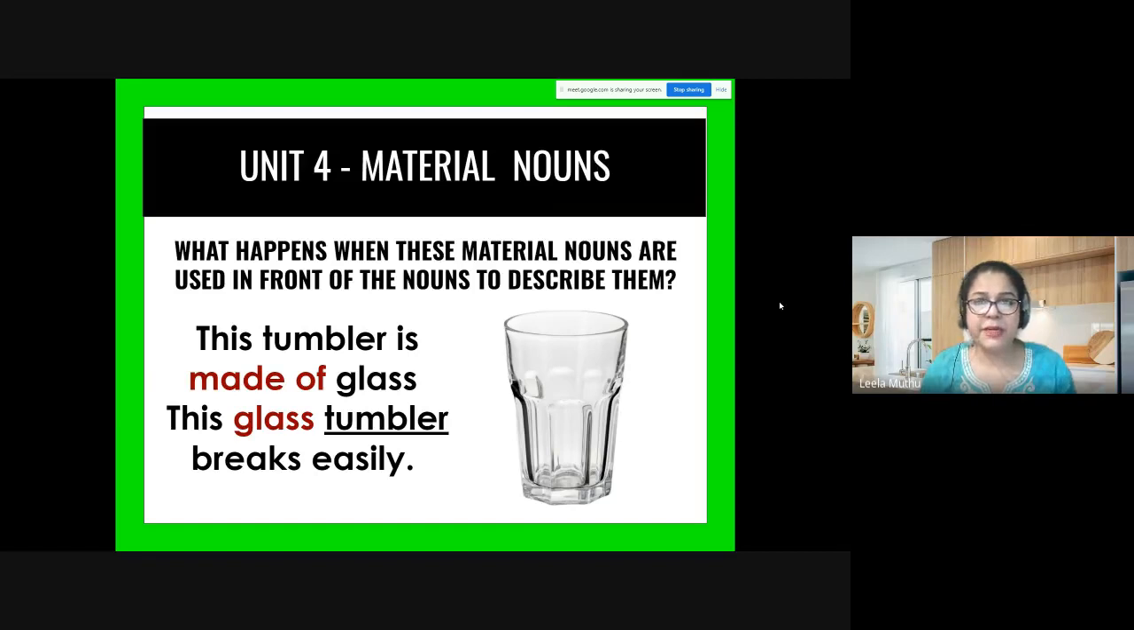This tumbler is made of glass. Material noun in this sentence, but this glass tumbler breaks easily. In this case, the word glass is coming before the noun tumbler, and therefore it is an adjective. Okay, so be very careful about this, kind of tricky, and so think before you attempt to answer the questions.